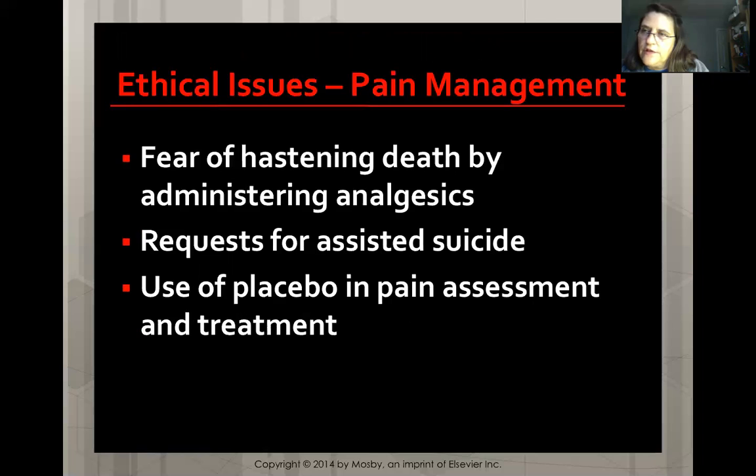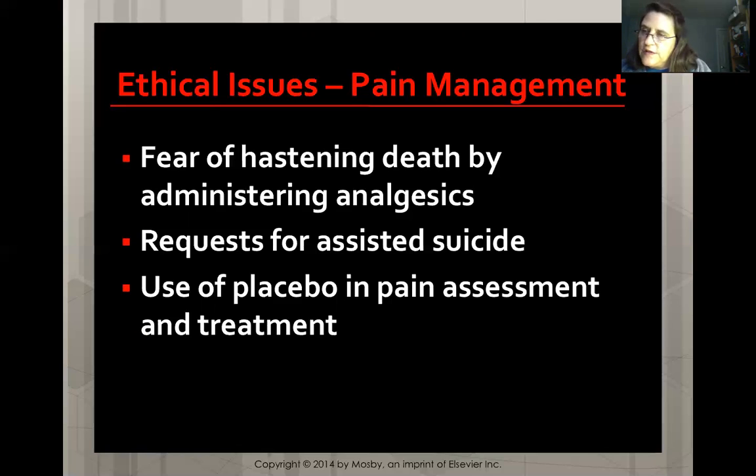Some of the ethical issues that go along with pain management are fear of hastening death by administering analgesics. There's been no scientific evidence that opioids can hasten death, even among patients who are at the very end of life. You have a moral obligation as a nurse to provide comfort and pain relief at the end of life. Unrelieved pain is one of the reasons that patients make requests for assisted suicide. Aggressive and adequate pain management may decrease the number of such requests. Assisted suicide is a complex issue that extends beyond pain and pain management.